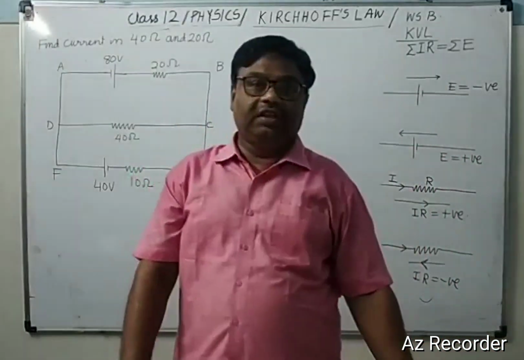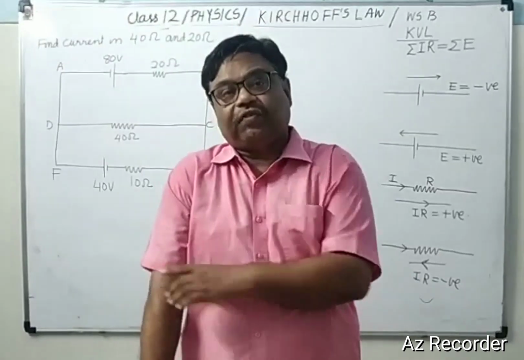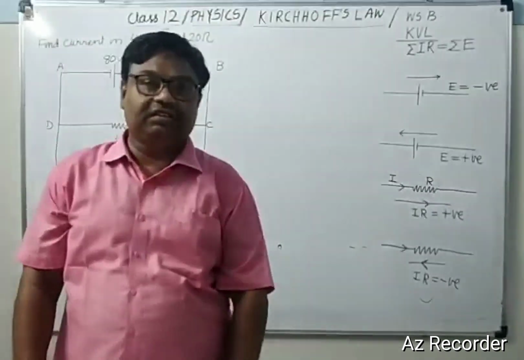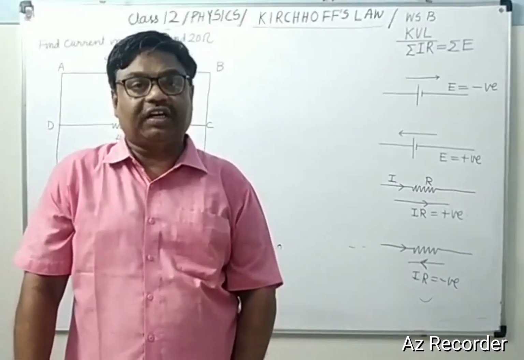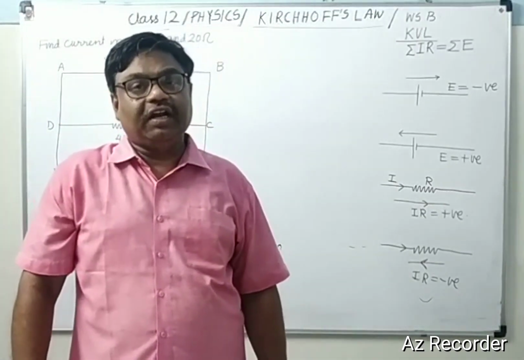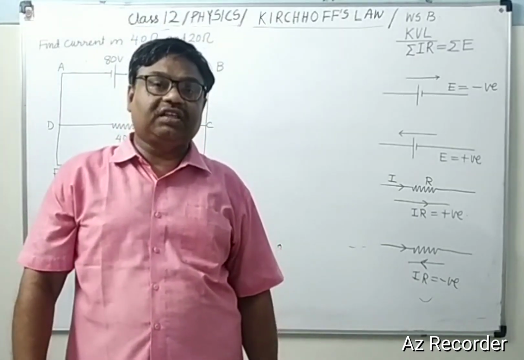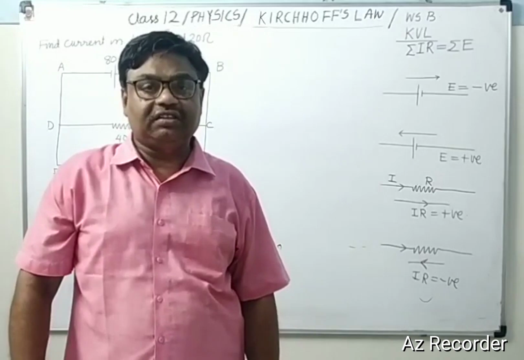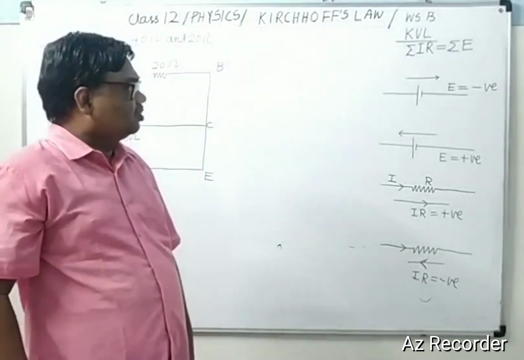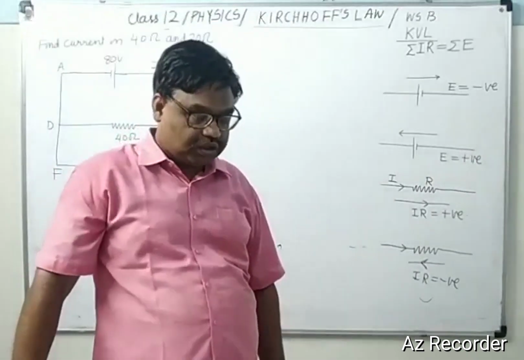Hello students, in the previous lecture I explained Kirchhoff's laws. With the help of Kirchhoff's law, how will you simplify and analyze any electrical circuit? That means, how will you determine the electric current and potential difference through various resistors in that electrical circuit? It's clear? So I have explained two laws: Kirchhoff's current law and Kirchhoff's voltage law.